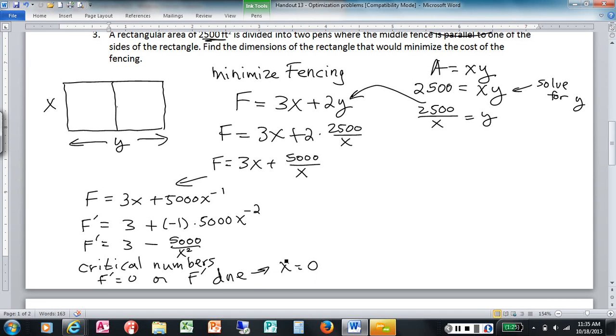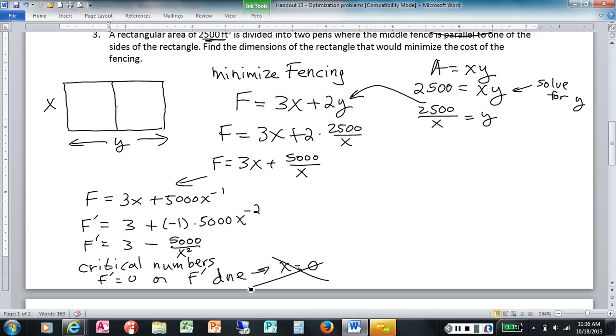It wouldn't hold much of anything. Maybe a snake, but all right, not even a snake. It'd just be out there. It'd just be a long strip. I don't know what. It wouldn't hold anything. The goal is to hold something. Okay. So x equals 0 is out.